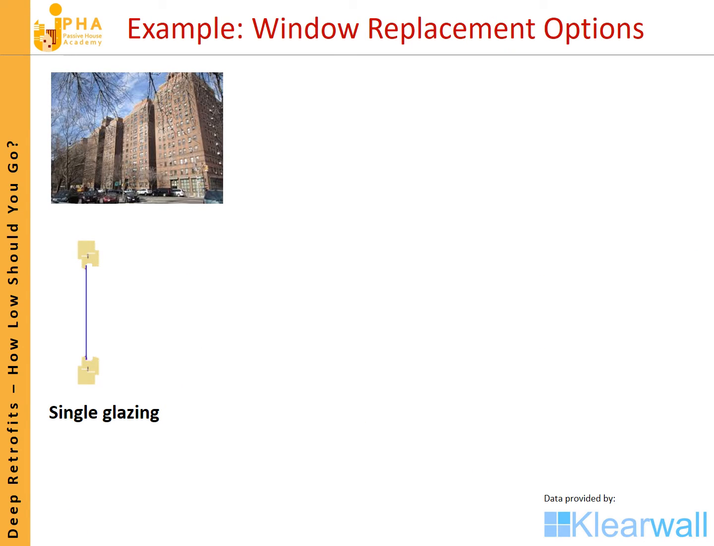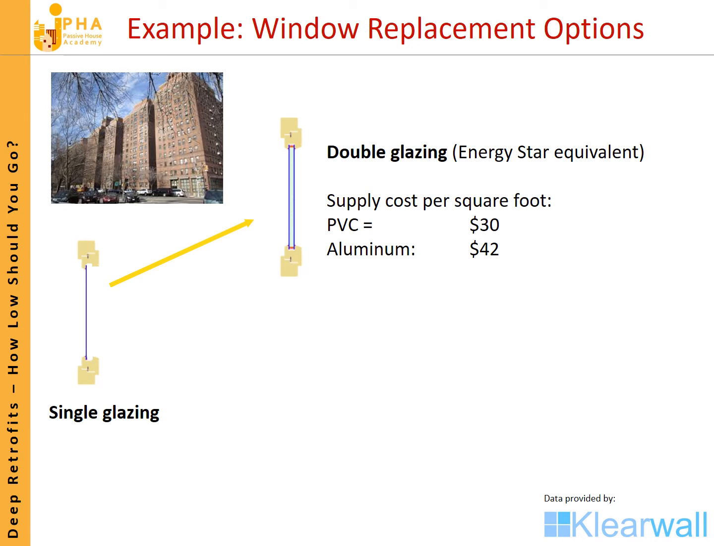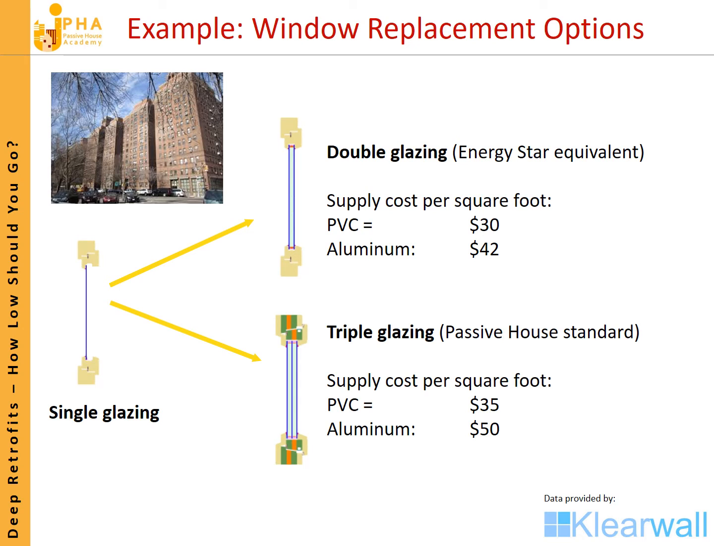What if we go back to New York now and we look at the option of upgrading from, let's say, single glaze windows to double glaze windows? This data is provided by Clearwall, which is a company supplying certified passive house windows to the US market. And we've got costs per square foot here for PVC options and for aluminum options. We can compare those costs then with triple glazing to the passive house standard, and you might be quite surprised here. There's quite a low uplift in terms of cost, because many of the companies, including Clearwall, are producing at such a volume that the differential between double glazing and triple glazing is actually only about 10%.